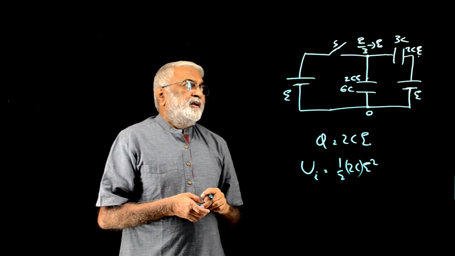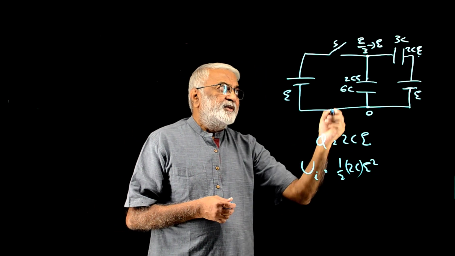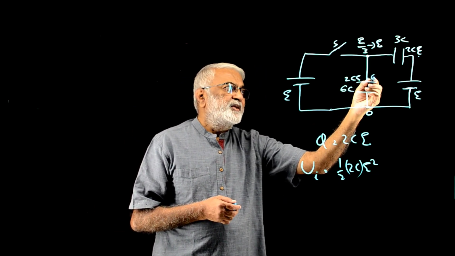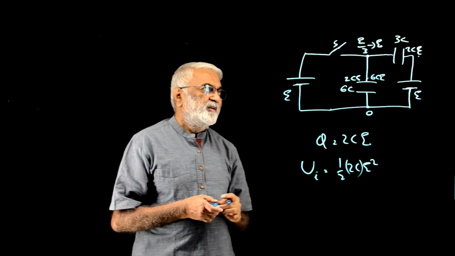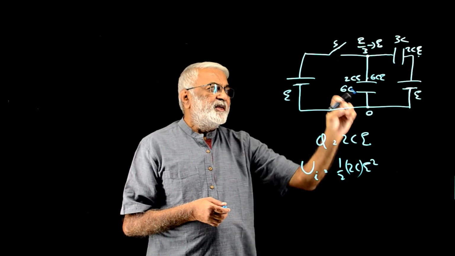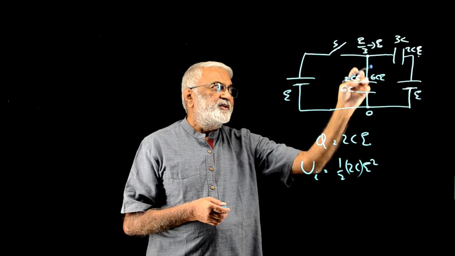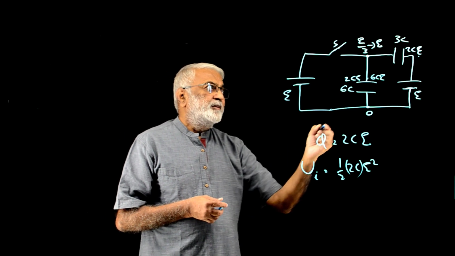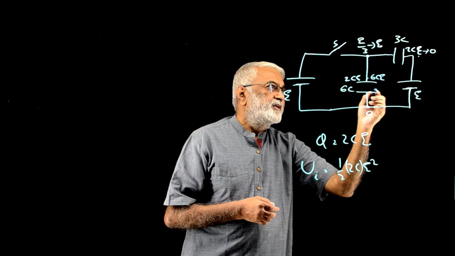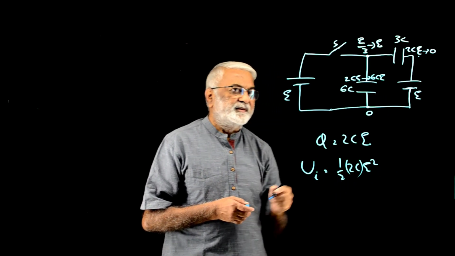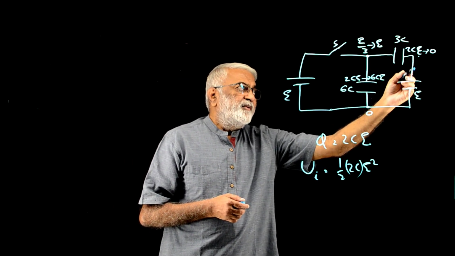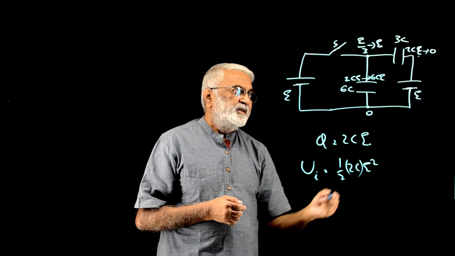Right? And what about this? If this is E and this is 6C, the charge here will be 6CE. Right? The potential difference across 6C will become E, 0, and this closed, so this is E. So this charge will change from 2CE to 0, and this is 2CE to 6CE. There is a change. In fact, a 2CE would have flown like this to come to the junction.